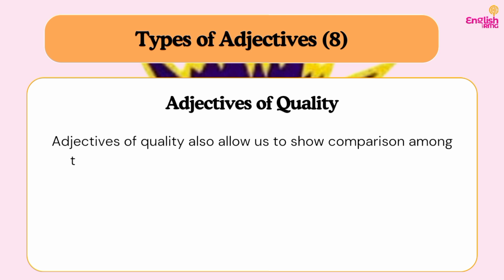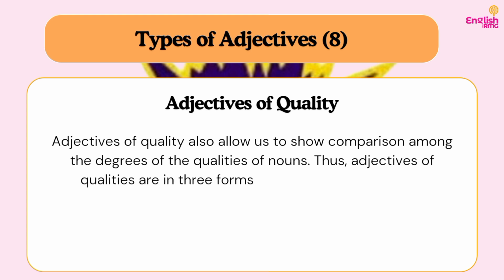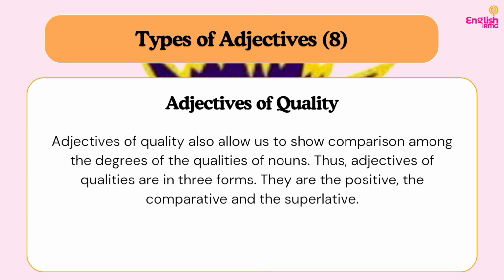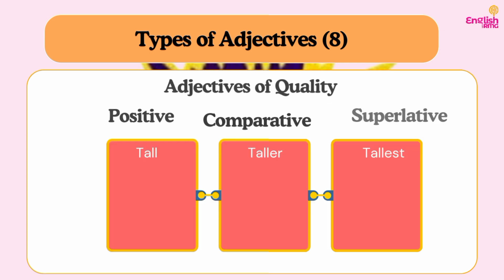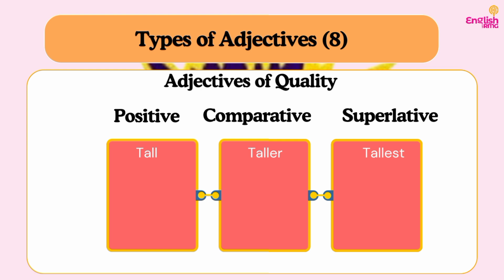Do you understand? So adjectives of quality also allow us to show comparison among the degrees of the qualities of nouns. Thus, adjectives of quality are in three forms. So we have the positive, the comparative, and the superlative. That is, when we talk about adjectives of quality, we can as well compare one from the other. That is, we can compare that degree. Do you understand? And I know that you are super familiar with this, but just stay calm till the end so that you can get how to use it to answer your questions correctly.